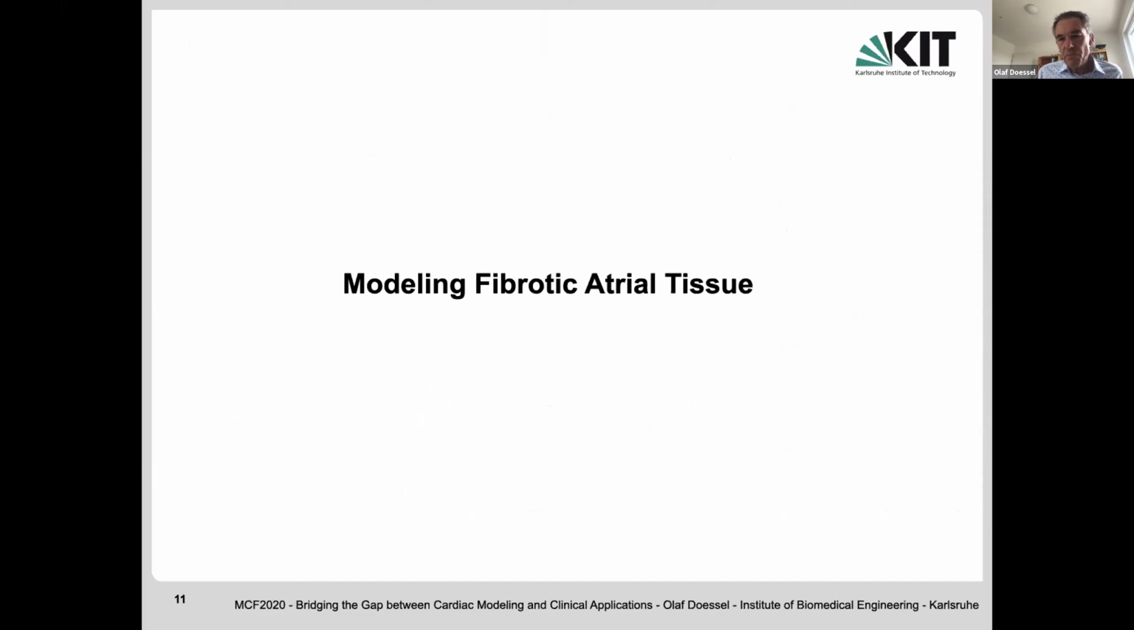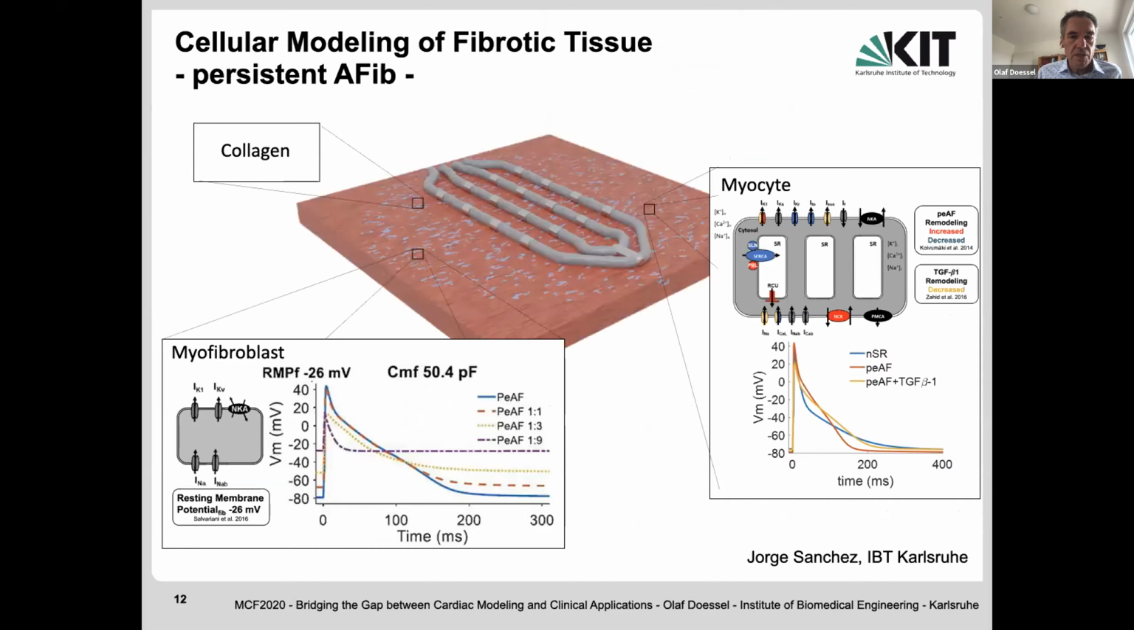So the first example I'd like to give here is the modeling of a fibrotic atrial tissue. And here I refer to a work of Jorge Sanchez from my group. He had the job to make the best computer model of fibrotic tissue. And so he came up with this model. So we have here a piece of tissue, and we have collagen in this tissue. We have fibroblasts with their action potential, and we have myocytes.